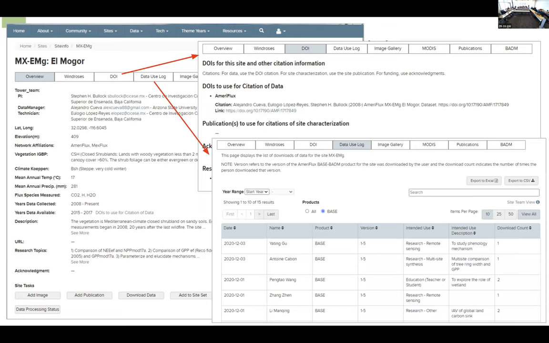And it's also quite useful if you're maintaining a site and you want to get credit for people downloading your data, to show your funding agency. We have a full list tracking who's downloading your data, for what purpose, and other information here. You can download a spreadsheet every time.